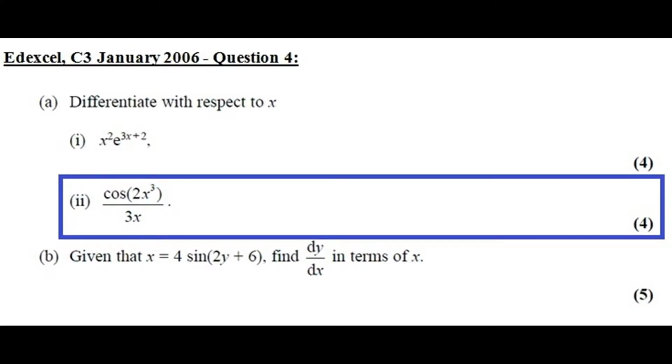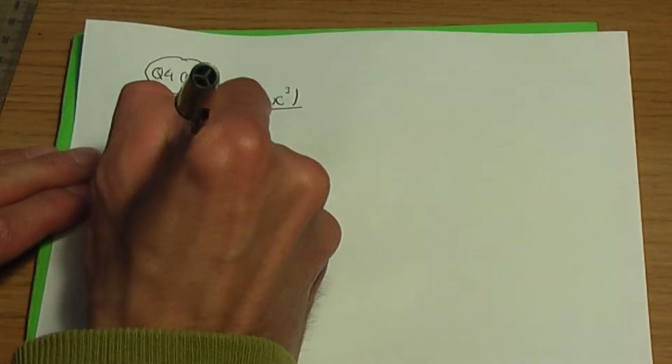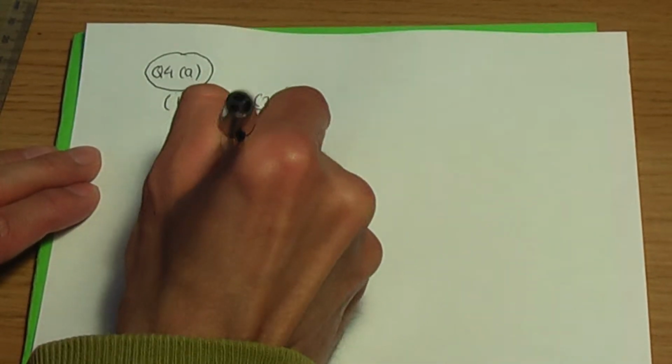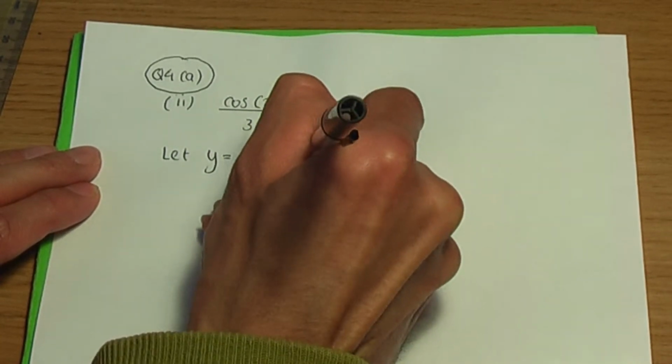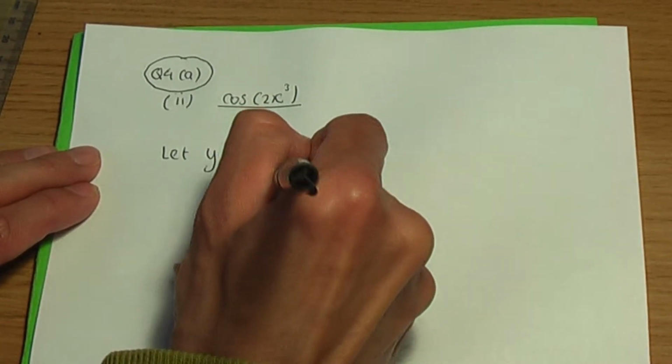So part 2 of A is we need to differentiate cos 2x cubed divided by 3x. So let's differentiate cos 2x cubed divided by 3x. So back to the paper and pen. So again, I'm going to start off by letting y equal cos 2x cubed over 3x.